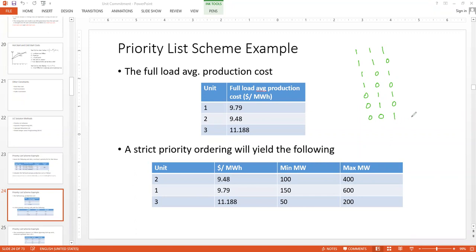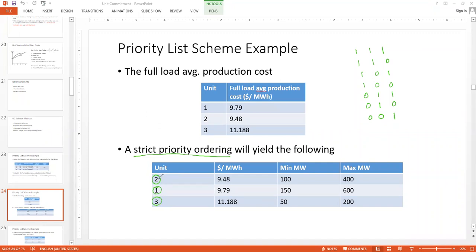That means the all-zero combination has been skipped. So you can see in the priority list scheme, what does it mean? Because it is a strict priority ordering, we cannot turn on any of the units which have lower priority without starting the higher priority units. It means if unit 2 is off, we cannot run unit number 1. In other words, if unit 1 is off, we cannot run unit number 3.